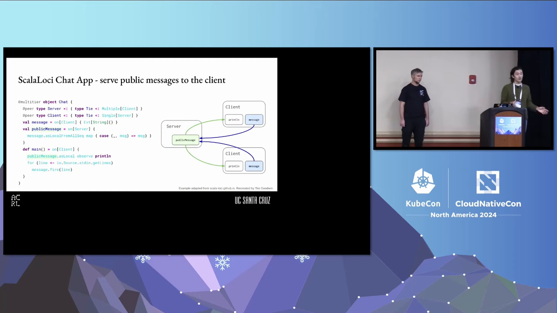We're done implementing our distributed chat app in ScalaLoci in about a dozen lines of code. So this is pretty great. We're operating at a much higher level of abstraction than we would be if we were doing this the microservices way. And throughout this process, we were able to entirely avoid any plumbing code. There's no RPC boilerplate in here.